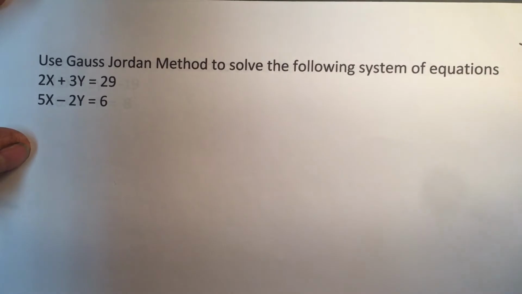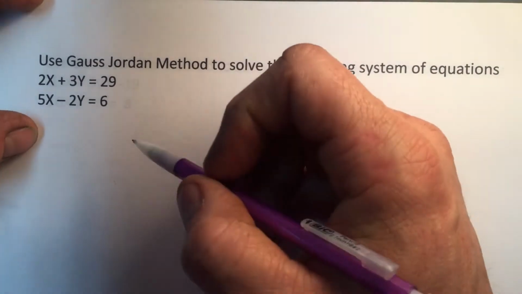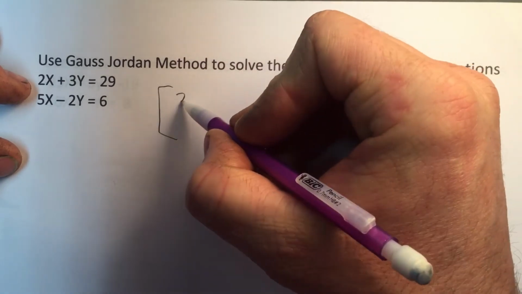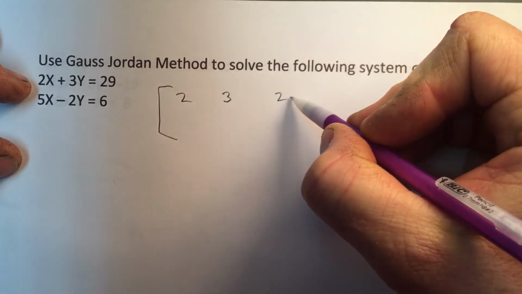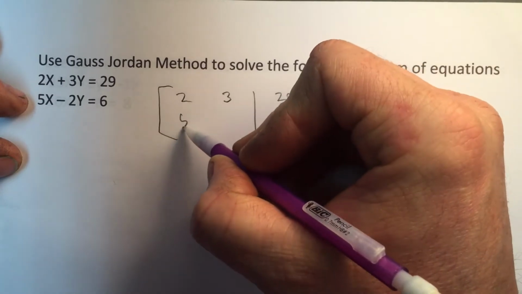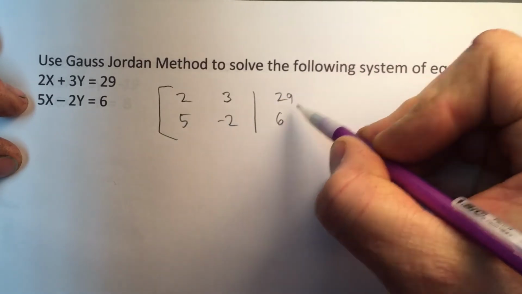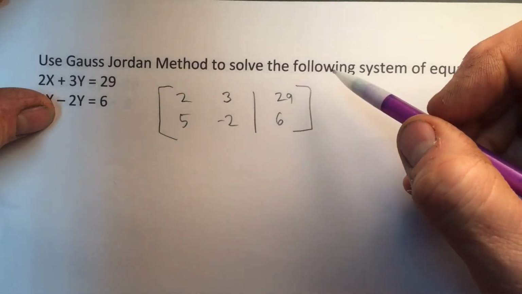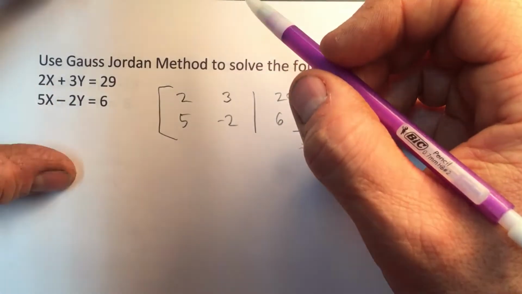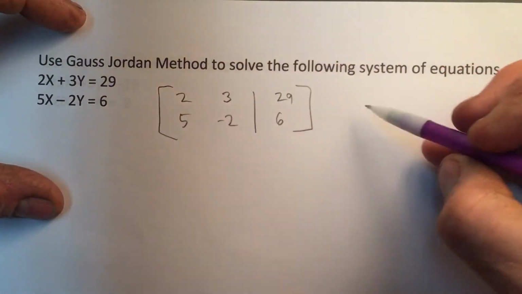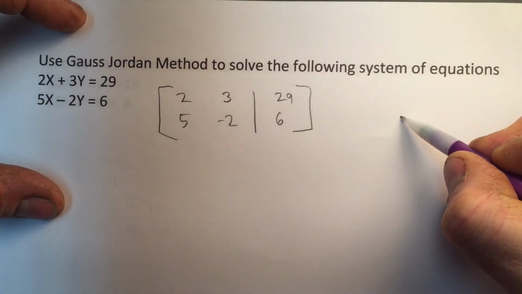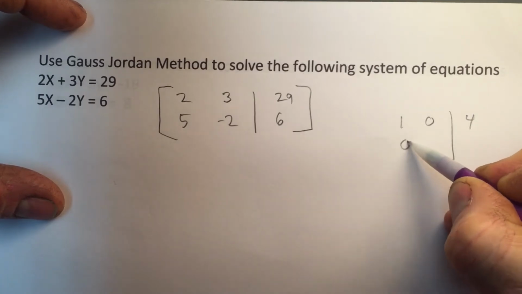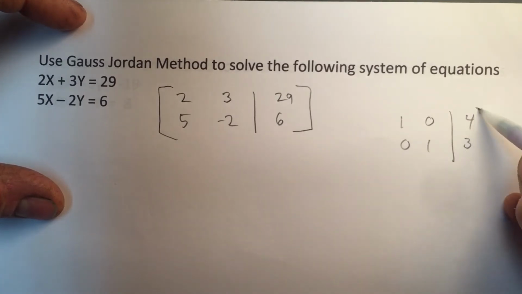Now here's another one, maybe a little more difficult. All right, so my augmented matrix: 2, 3, 29, 5, negative 2, and 6. There's my augmented matrix. Well, ones we get in place first, and just let me remind you here, I want 1, 0, and whatever this comes out to be, say 4, and 0, 1, and let's say it comes out to be 3, I don't know.